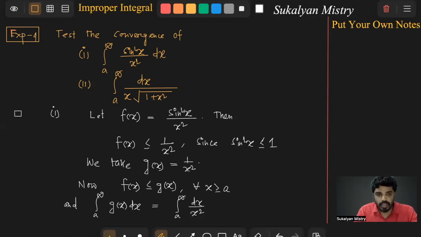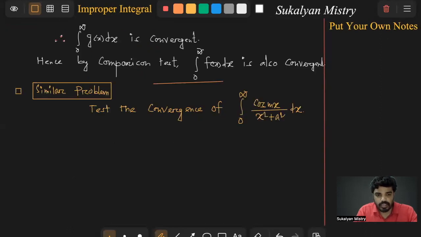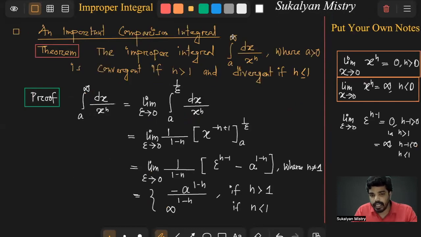So this is convergent. Why? We know this result. Integration a to infinity dx by x to the power n is convergent if n greater than 1, right? Look, here what is n? It is 2, so this is greater than 1.